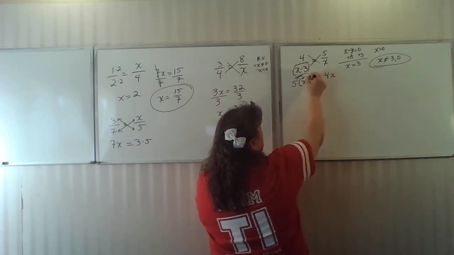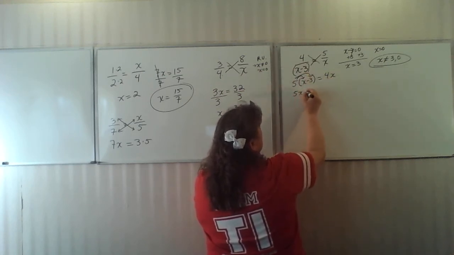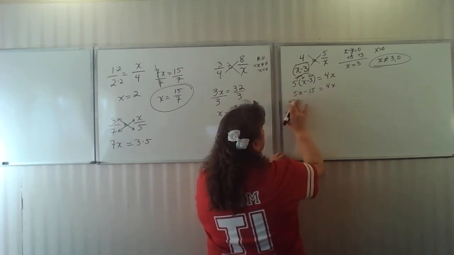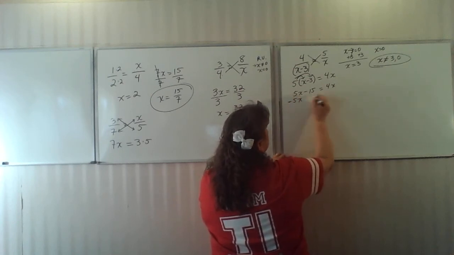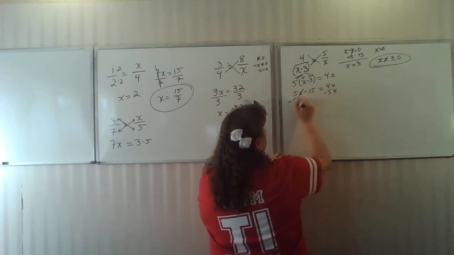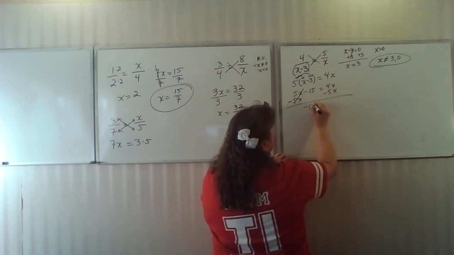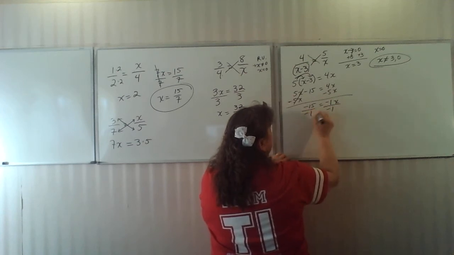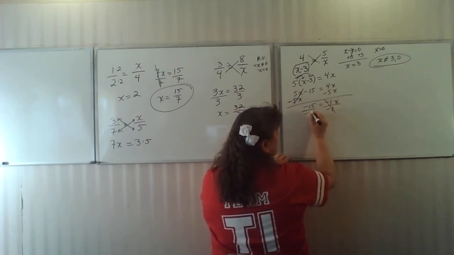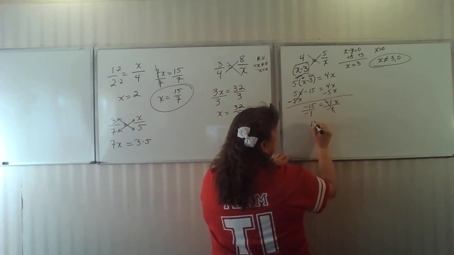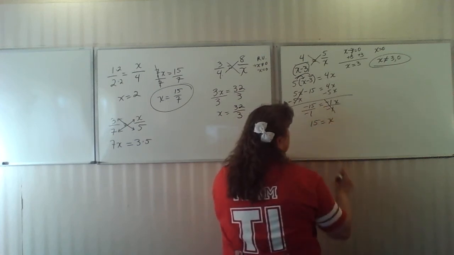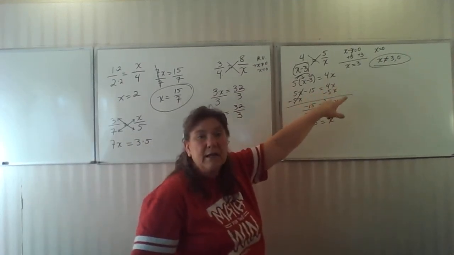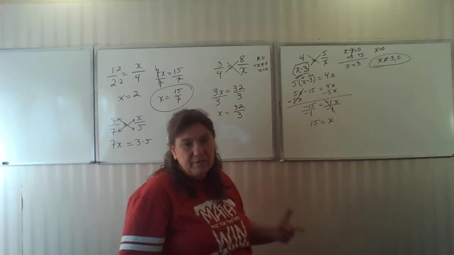So I'm going to distribute, giving me 5x minus 15 is equal to 4x. I'm going to subtract my 5x, and I'm going to end up with negative 15 is equal to negative 1x. Divide by that negative 1. And I have negative 15 over negative 1, which is a positive 15, is equal to x. So there's my answer. And it's not a 3 and it's not a 0. So it's a very valid, very good answer.